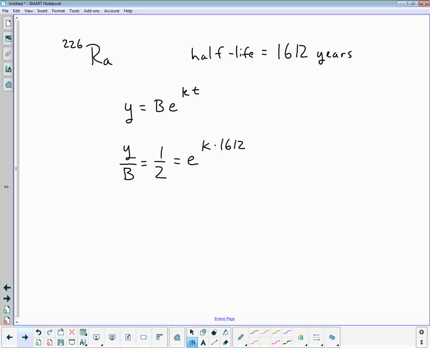Now again, I mentioned that k was a proportionality constant. It was something that was specific to the material. What number am I on? 3. Okay. So now, doing a little rearranging.